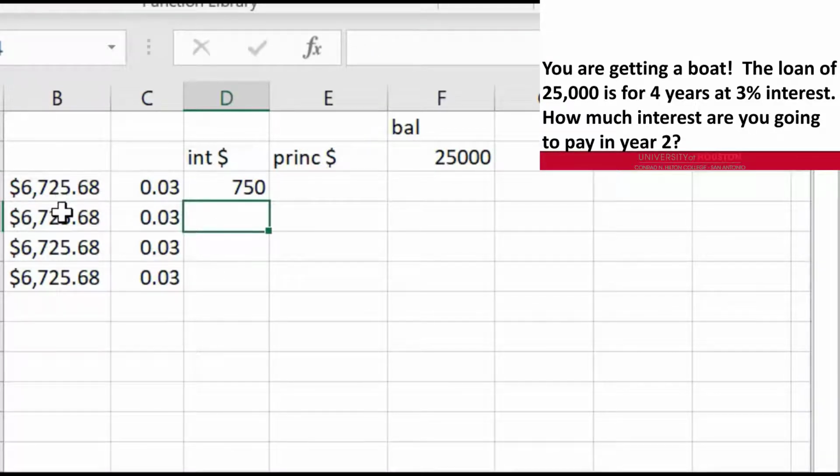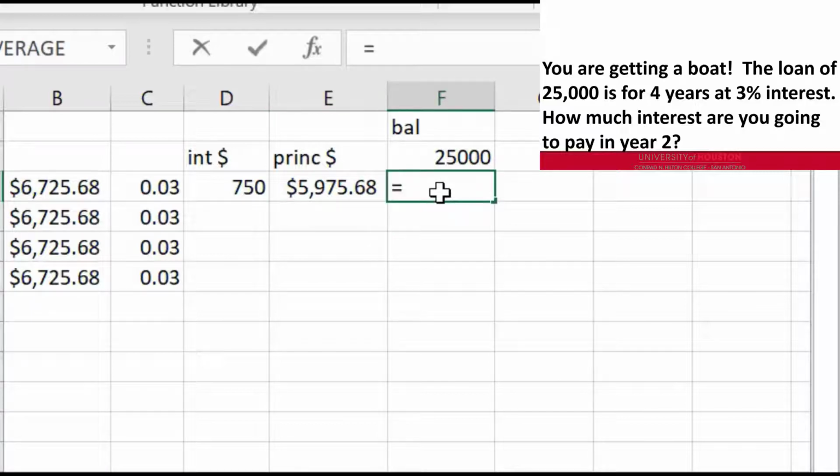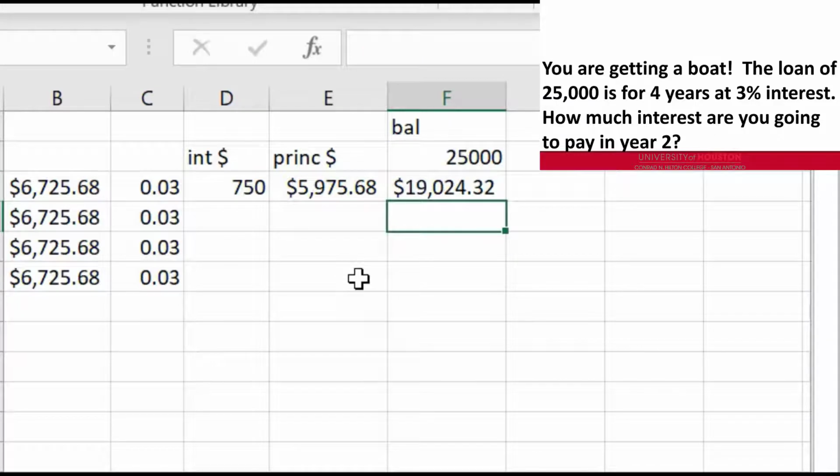Since our payment, though, is $6,725.68, there's going to be money left over after we've paid our interest. That will go to lower the balance. It'll be part of the principal payment, that will equal our payment minus the portion that's going to interest. After we've paid our interest in the first year, we can lower our balance by $5,975.68. Our new balance will equal our prior year's balance minus the portion that we were able to apply to principal.